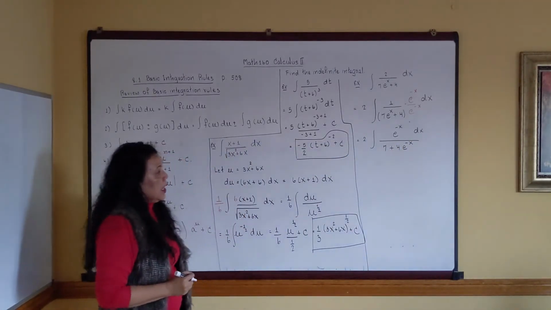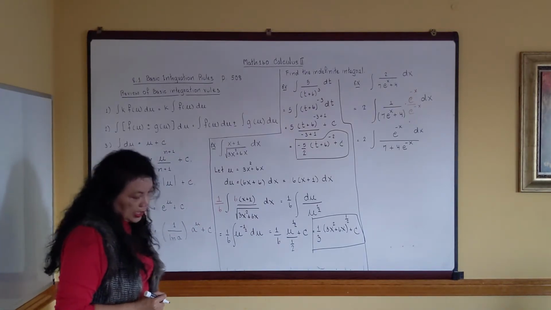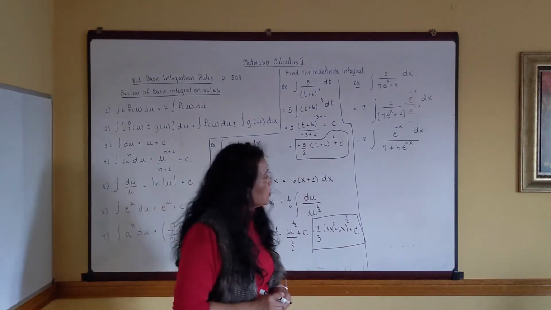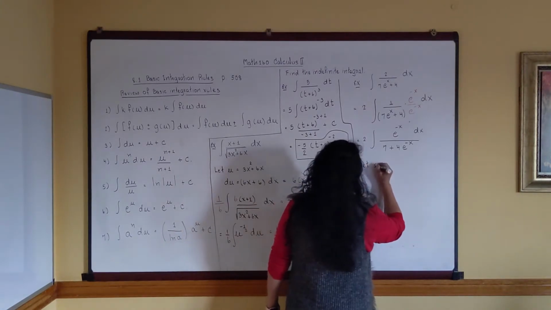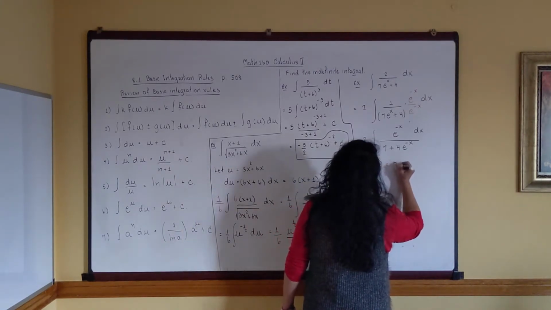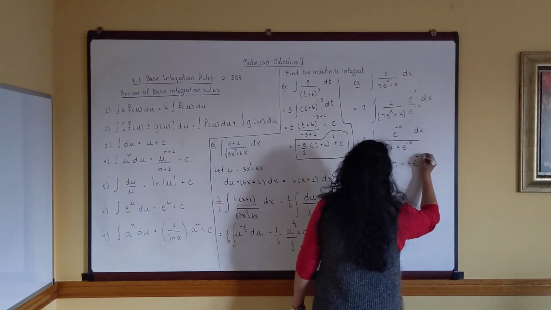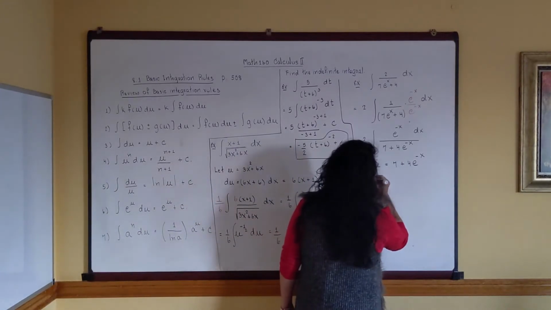And the reason I'm doing that is I'm going to let u equal 7 plus 4e to the minus x. Now I'm going to find my du.